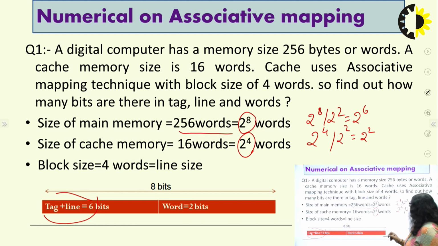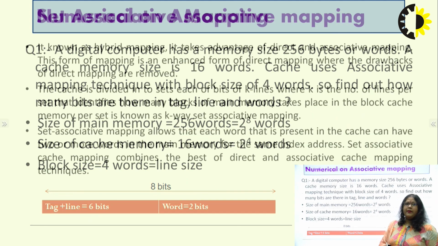So the total address bits in the memory address field are 8, and the word bits are 2 bits, and tag plus line is basically 8 minus 2, that is 6. So this is very simple compared to direct mapping, but there is also a problem: we have to transfer the data from any location, but we don't want that location to be transferred, so we have to change the location accordingly. So this is the basic numerical of associative mapping.